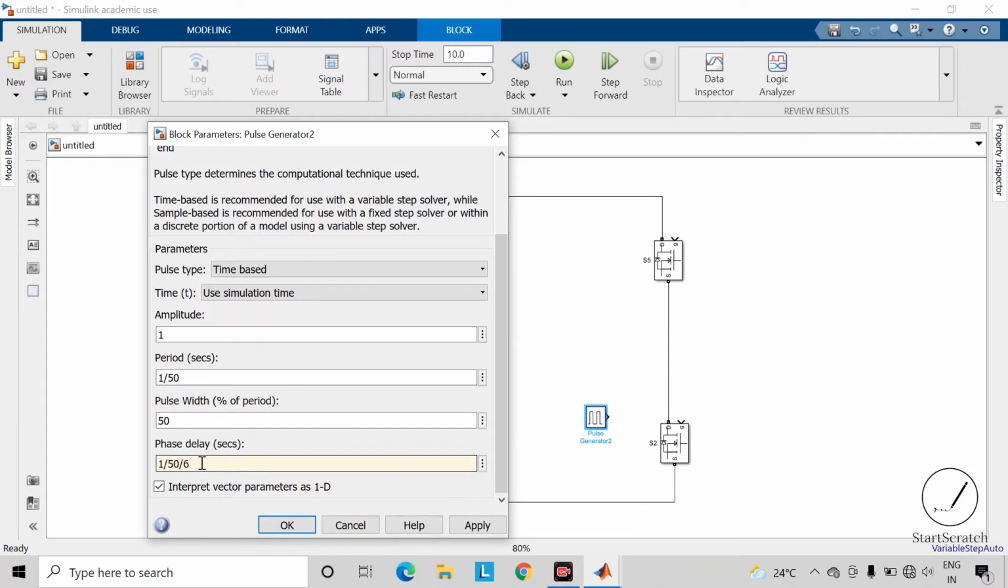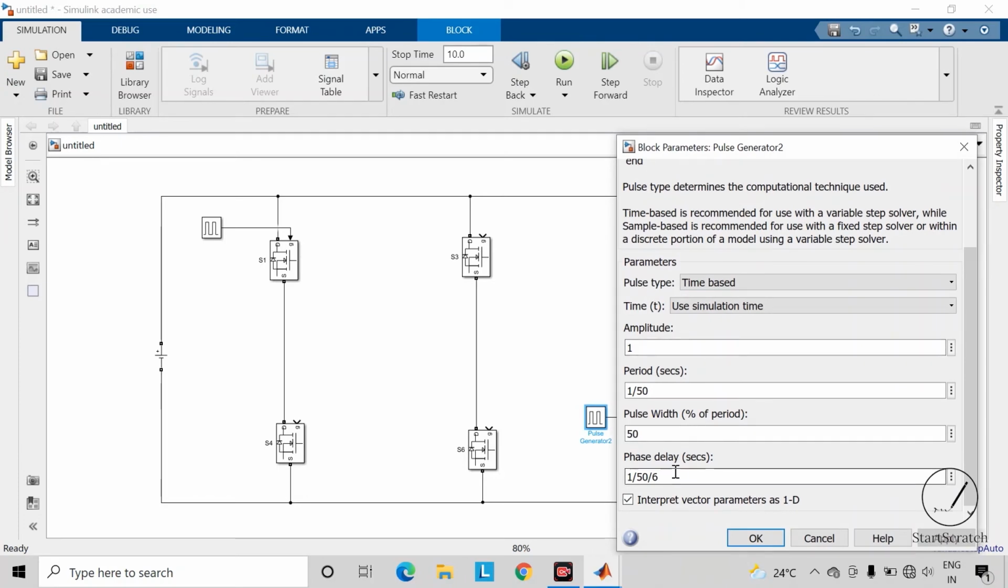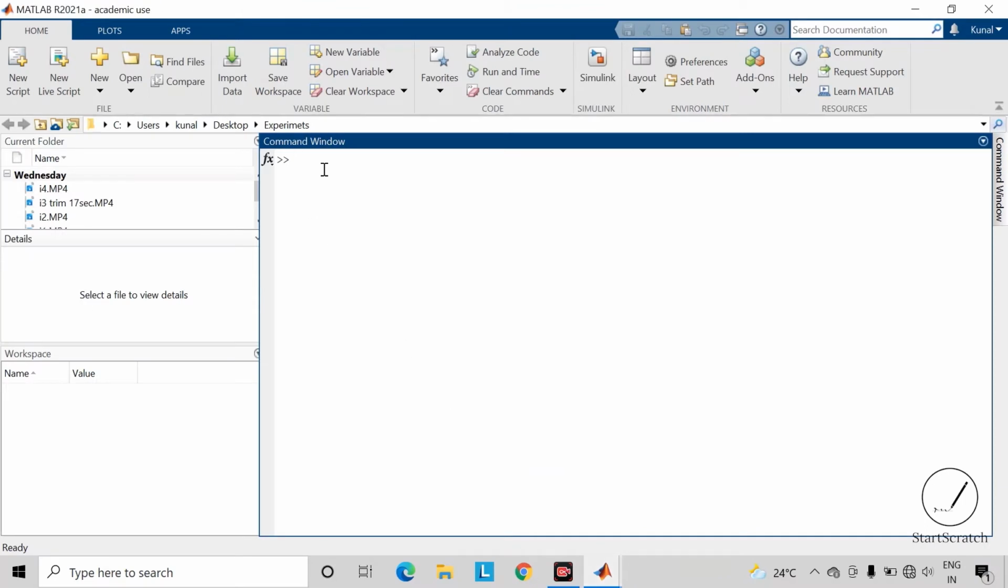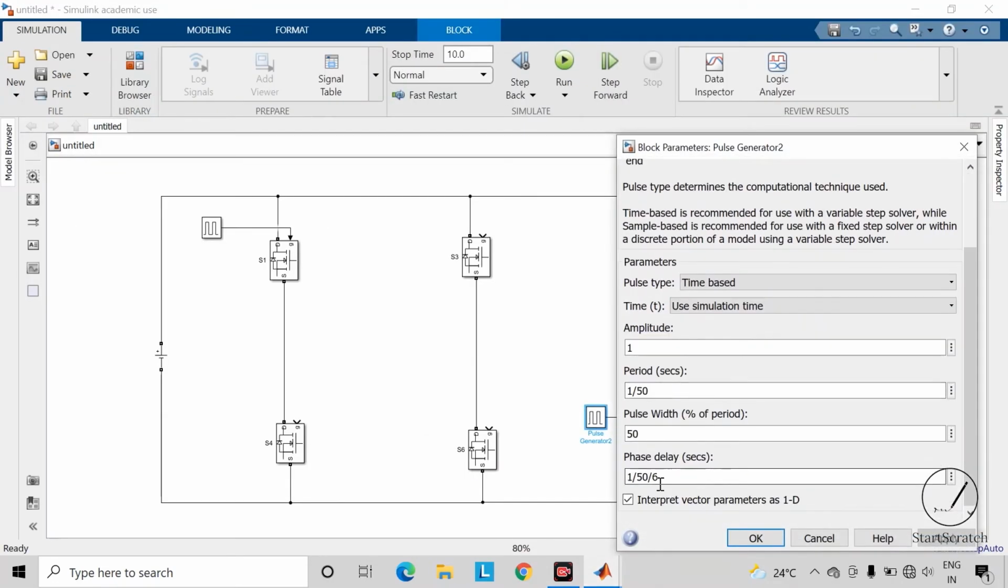Now do not get confused here with this special feature of MATLAB. Let us check this 1 divided by 50 divided by 6 in the command window, whether we get the time period as 3.33 milliseconds or not. I will copy this and press enter. As you can observe here, the answer obtained is 3.33. So with the help of this command, 1 divided by 50 divided by 6, we have obtained the phase delay of 3.33 milliseconds.